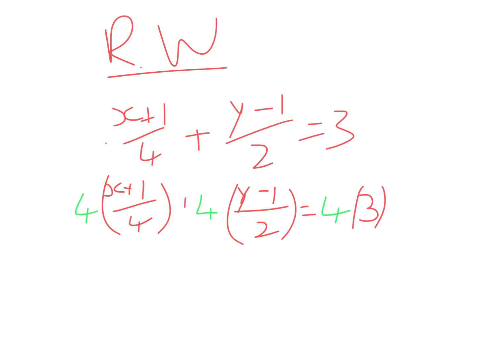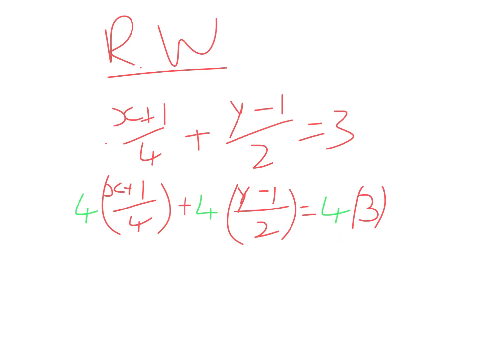4 times x plus 1 over 4, plus 4 times our second term, y minus 1 over 2, is equal to 4 times 3. And a common mistake people will make is forgetting to multiply the non-fraction terms, like our 3 over here, forgetting to multiply them by the number as well.